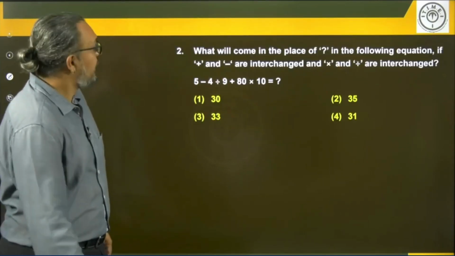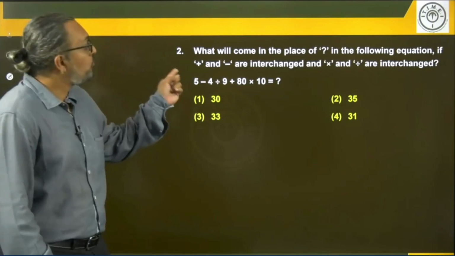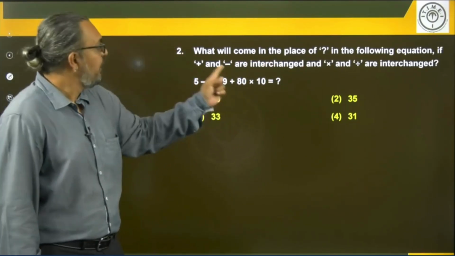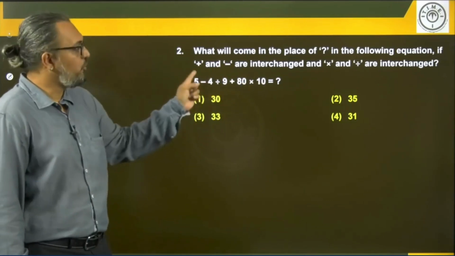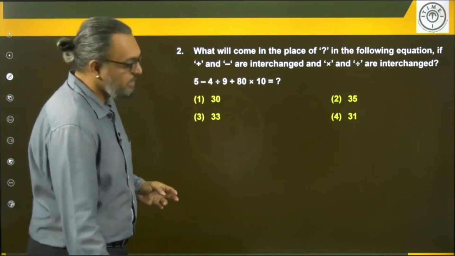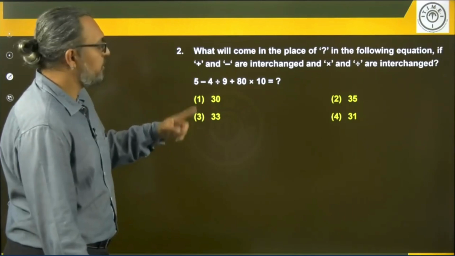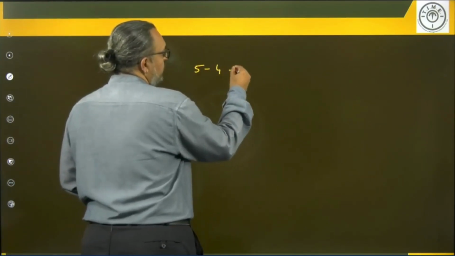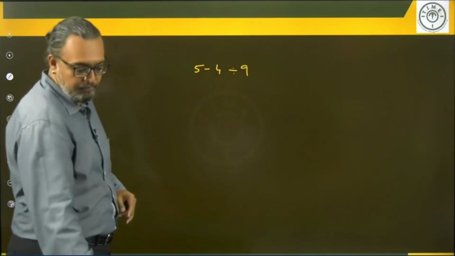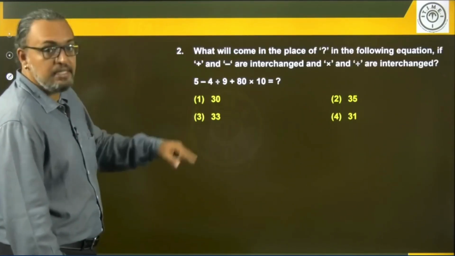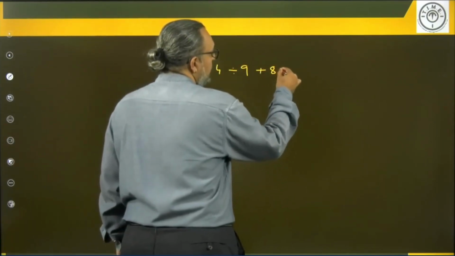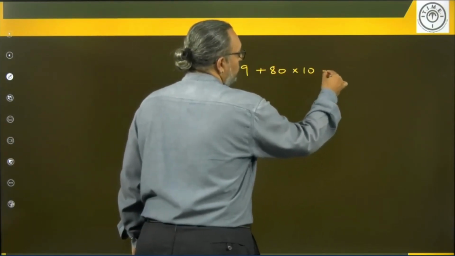Okay. Next, again, what will come in place of question mark in the following equation? Again, as you can see, if plus and minus are interchanged, into and division are interchanged. So, let us take the equation. We have 5 minus 4 divided by 9, okay. Then plus 80 into 10. This is how much?